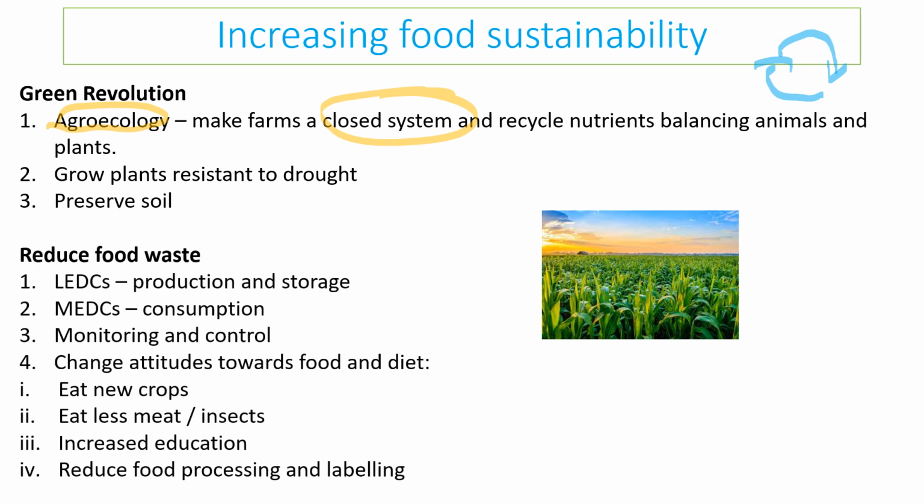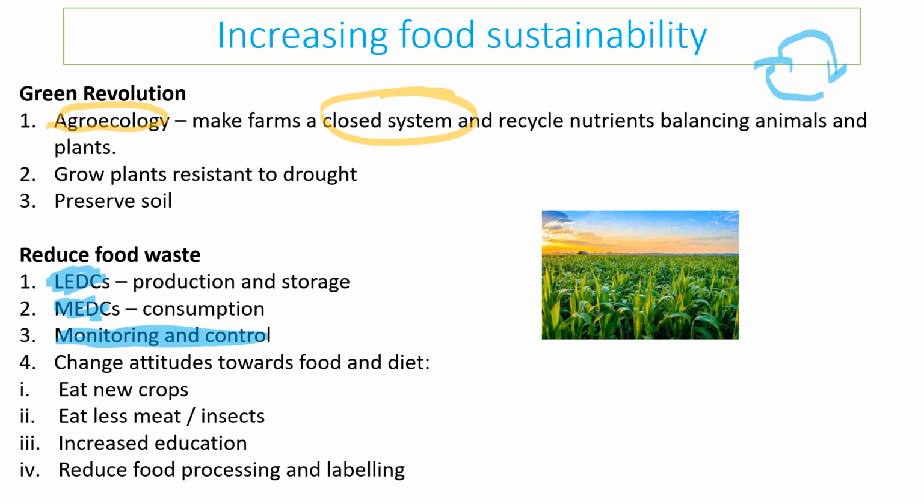Reducing food waste is probably a key thing. This is done in different ways. In less economically developed countries, this can include production problems and storage problems. In very poor countries, they might not have refrigerators, so the food doesn't last as long and gets wasted. In more economically developed countries, consumption might be a problem: we eat too much, we have too big plates, we don't finish the food, we buy too much and don't use it before the sell-by date, or there are sell-by dates when there shouldn't be. Monitoring and control: governments can monitor and control food consumption, monitor what comes into the country and monitor what is grown.